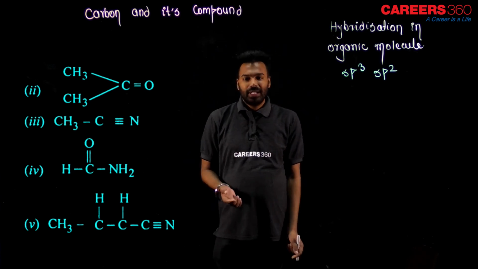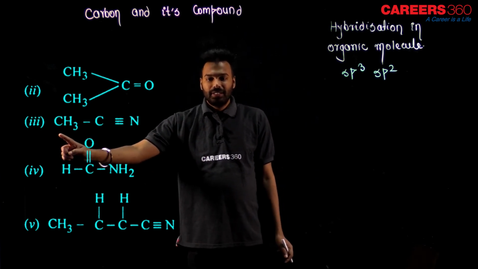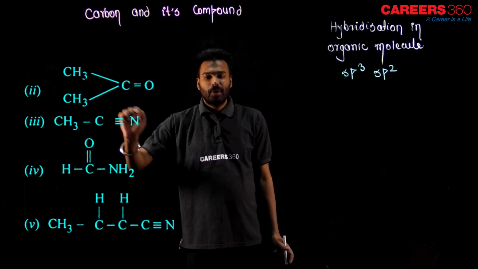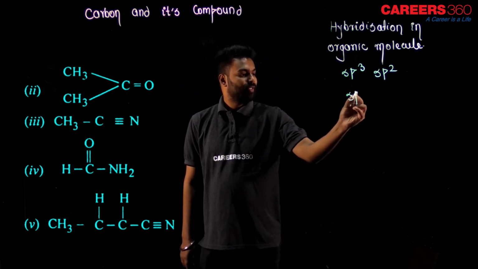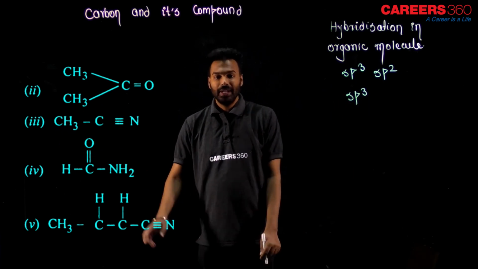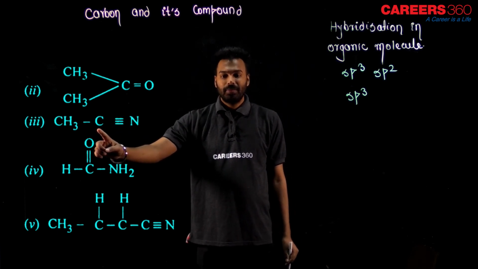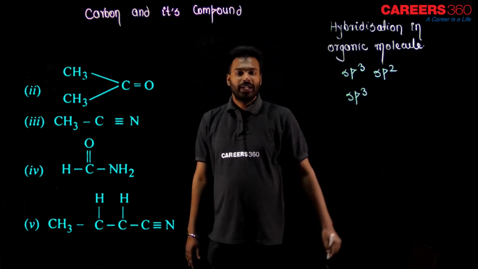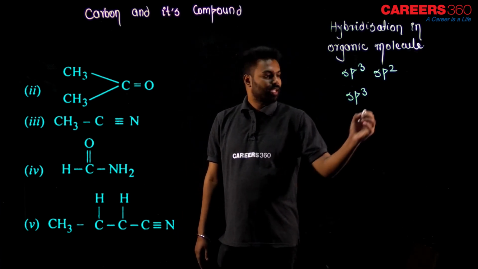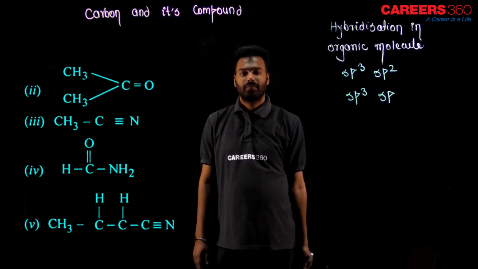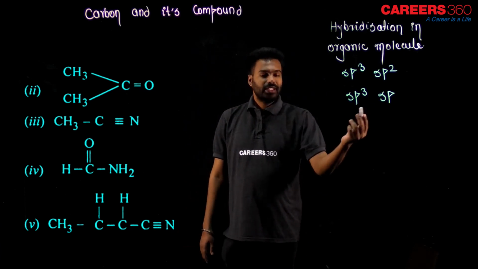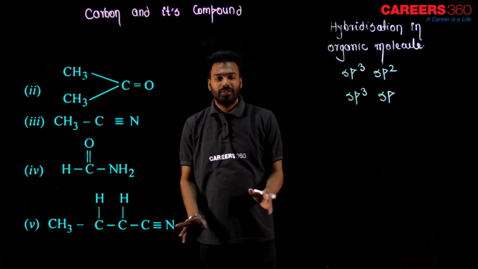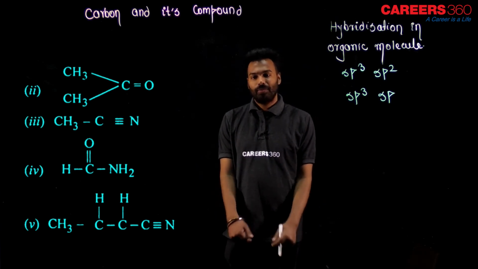I am solving the second question, and the next question also. See this CH3, connected with single bonds only. So this is sp3 variety. And this carbon is connected with a triple bond. If any carbon is connected with a triple bond, that carbon is sp carbon. In this way you have to solve the question. So pause the video and solve the question, then match the answer.